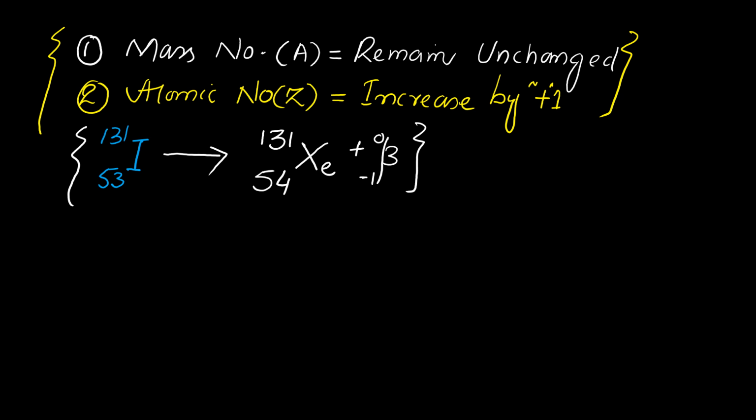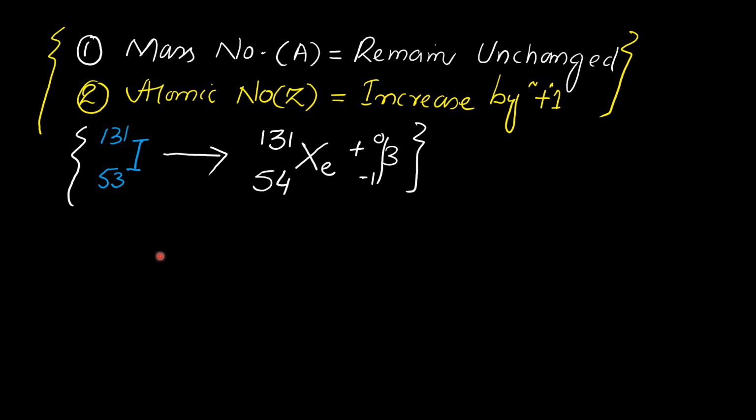So this is a simple rule we can memorize for beta decay, and on the basis of that we can solve the problems for beta decay. Just memorize that the mass number in beta decay does not change, it remains the same, whereas the atomic number during a beta decay increases by 1.